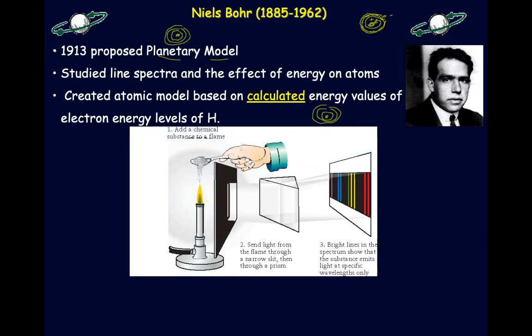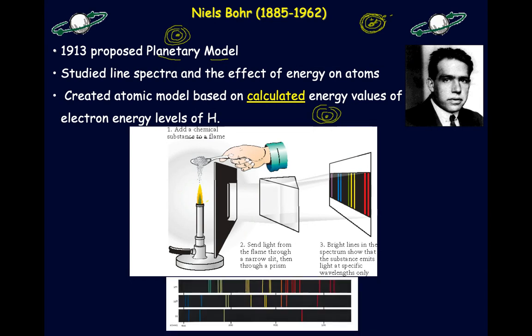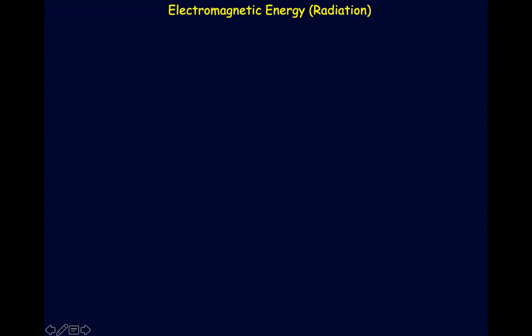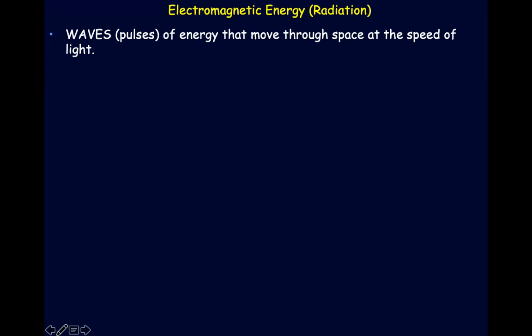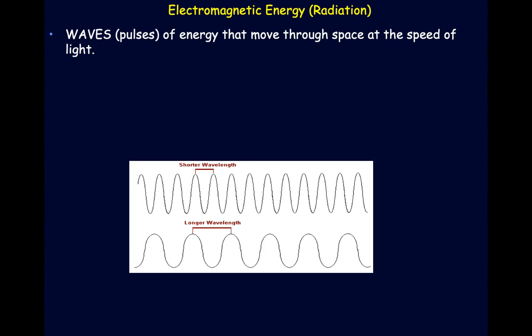So going forward, just a little background about how he was able to do this. It begs for a little understanding of what light and energy and electromagnetic radiation is. It's simply waves of energy that move through space at the speed of light. There's really an electromagnetic spectrum. You've probably seen this in your other classes, and they move at the speed of light. Think of them as waves, like ocean waves, where you have a wavelength.